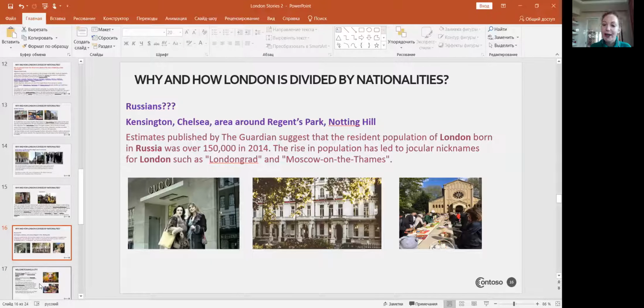So Russians, where do Russians live? Usually it's Kensington, Chelsea, the area around Regent's Park and Notting Hill. Estimates published by The Guardian suggest that the resident population of London born in Russia was over 150,000 in 2014. The rise in population has led to jocular nicknames for London, such as Londongrad, maybe you've seen this movie Londongrad, and Moscow on the Thames. And you can see beautiful houses there, you can see ladies in front of a Gucci outlet, and you can see how Russians celebrate Easter in London.